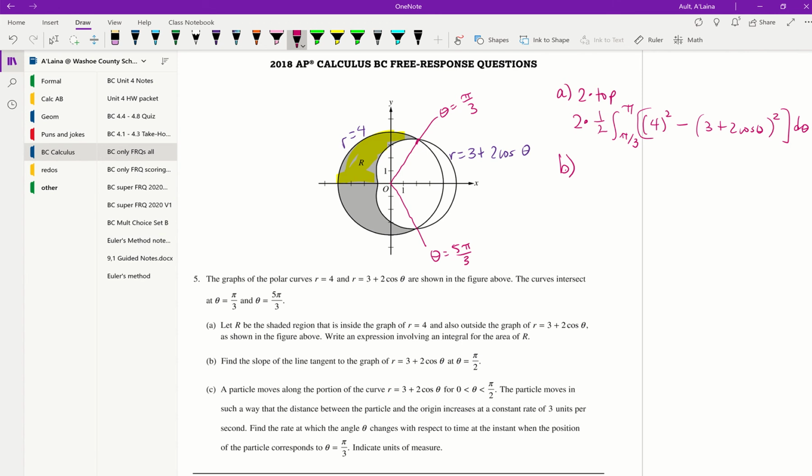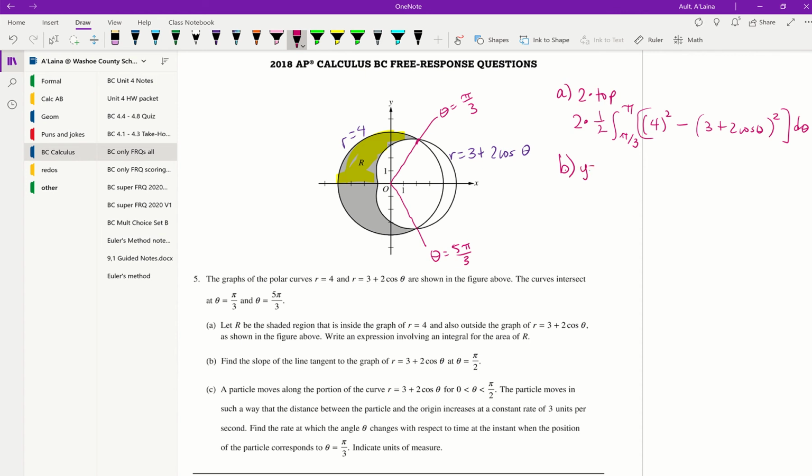Yay. Part B, we want to find the slope of the tangent line to the graph r equals 3 plus 2 cosine of theta at theta equals pi over 2. We have a formula for the slope of a tangent line for polars, but often students don't remember it. And it's not hard to derive, so sometimes students will derive it right in the middle of the problem. I'll do it that way just in case people have forgotten the formula.